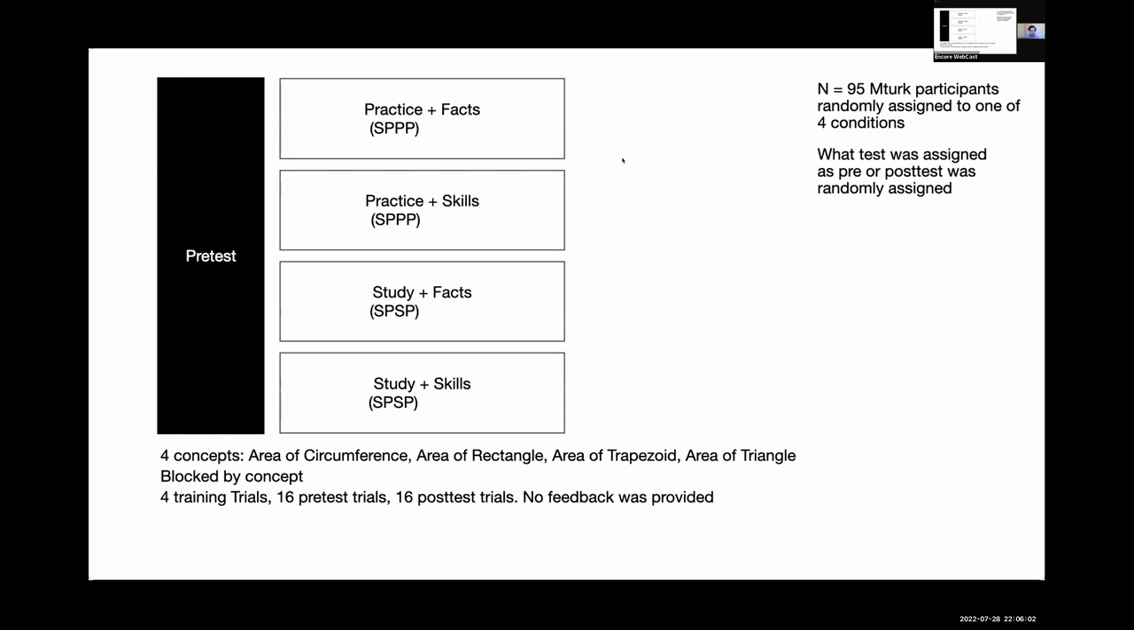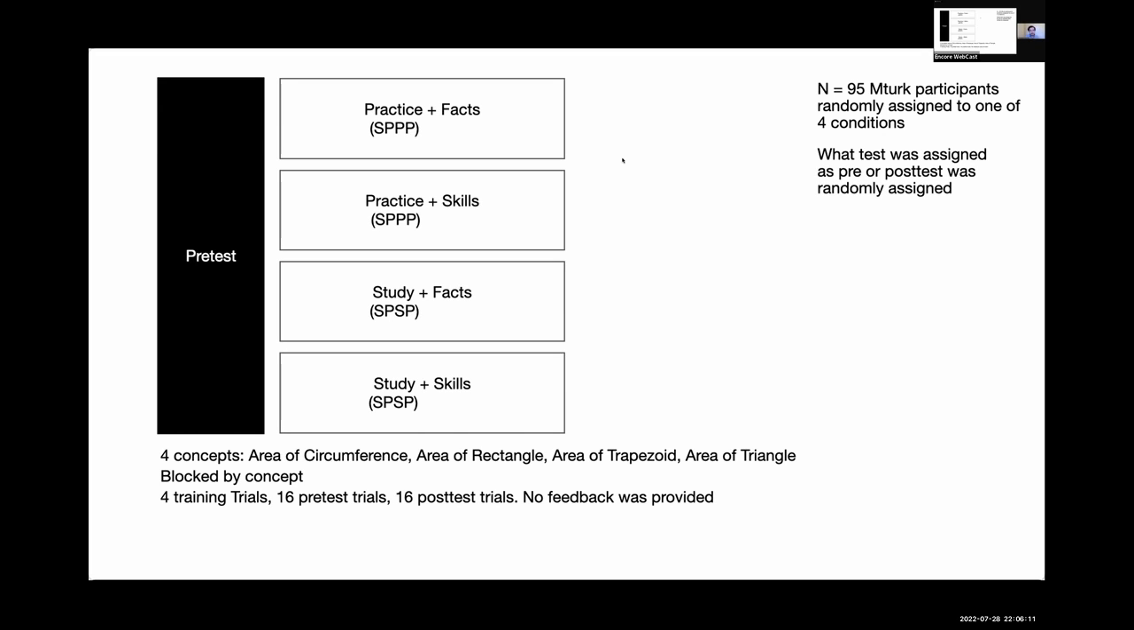So we ran a laboratory study to test this hypothesis: whether we should practice more or study more depends on the selectivity demands of the to-be-learned materials. In this study, after the pretest, participants were divided into 4 conditions in a 2x2 design. They either practiced or they studied either facts or skills.